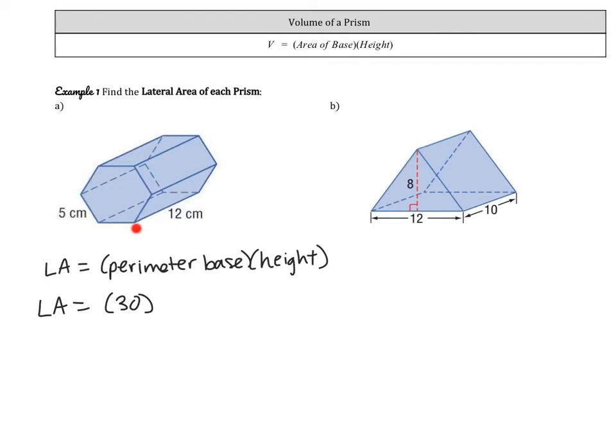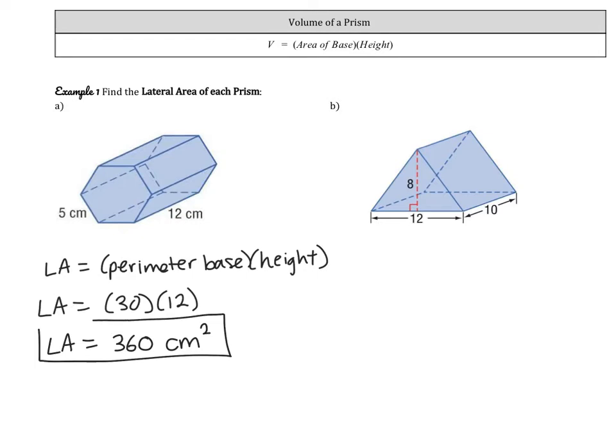And then we can see the height of our prism is 12. Now, I know this is kind of weird because we usually think of height as up or down, but in this case, height is just the distance between the 2 bases. So even though it's sideways, we're still going to consider it the height. If you do 30 times 12, we get a lateral area of 360 centimeters squared. Remember, area, we always have our units squared.